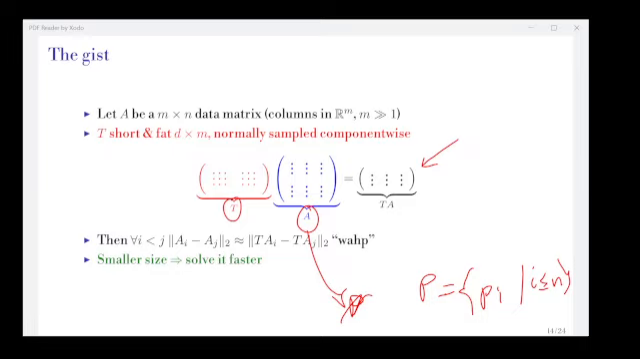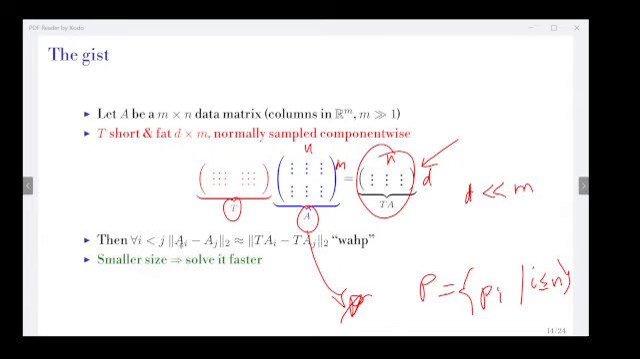Okay, but the point is that here you have n columns and m rows, whereas here you have n columns and only d rows. So d is supposed to be much smaller than m, and in fact we'll see in the next slide how much smaller it will be.